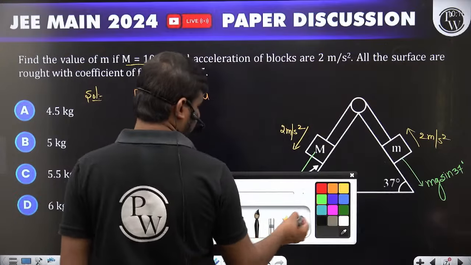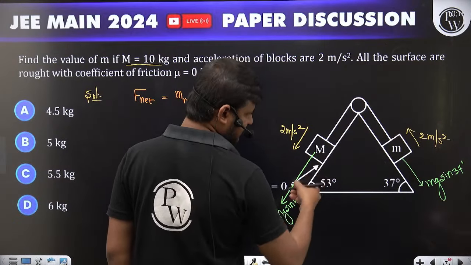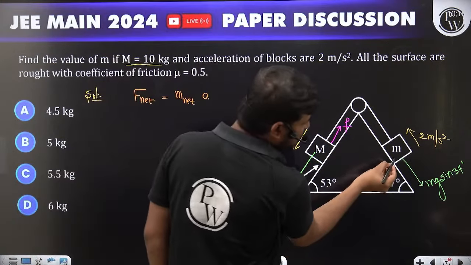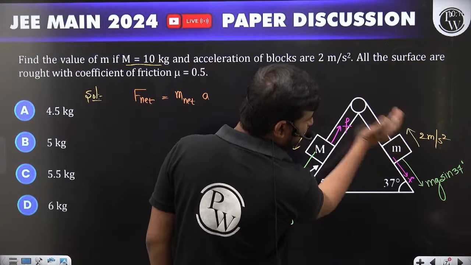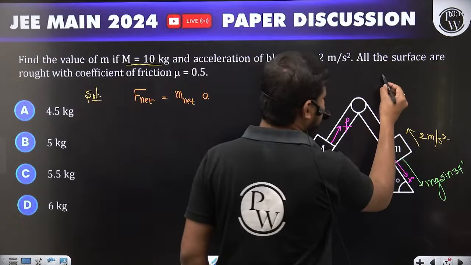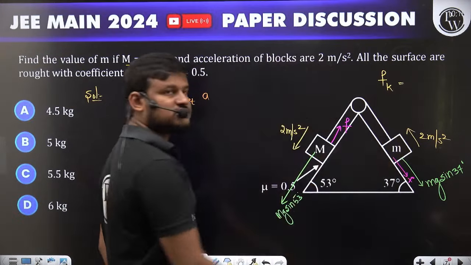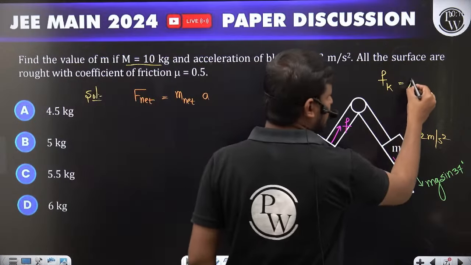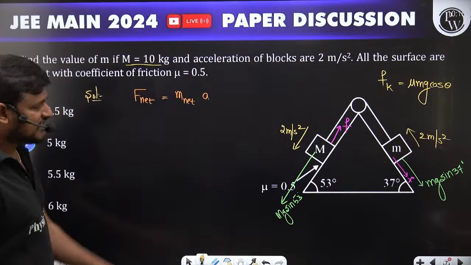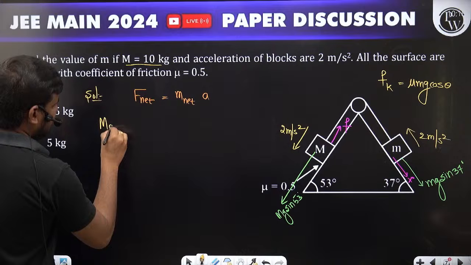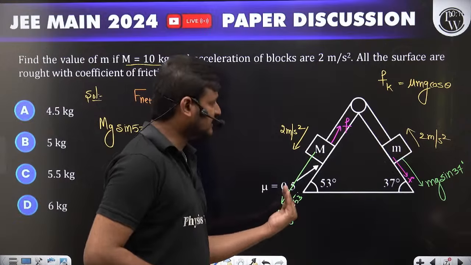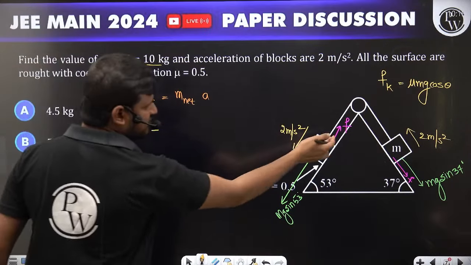Now, as the object moves this side, accelerating this side, the friction will act here like this. And here the friction will act this side because the acceleration is upward. Right. So the overall forces I can write: the kinetic friction will act because the blocks are accelerating. You know the kinetic friction formula, mu mg cos theta. So now overall forces I can write as mg sin 53 is one force. And then next we have the kinetic friction.